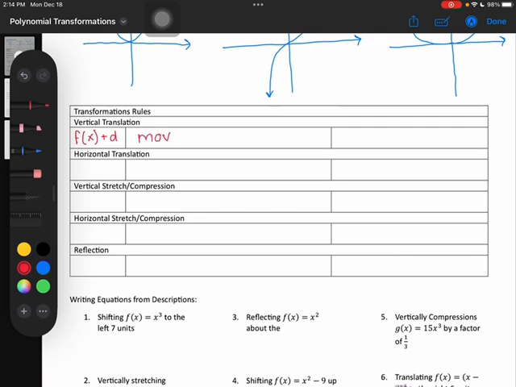So we're basically moving it up or down. If we see something like f of x plus 4, that's going to move up 4 units. And if we see something like f of x minus 3, that's going to move it down 3 units.